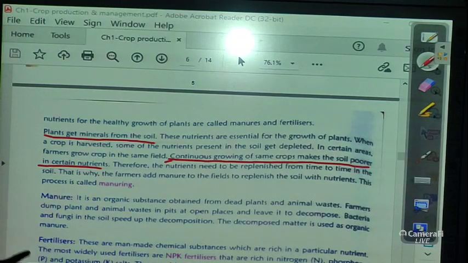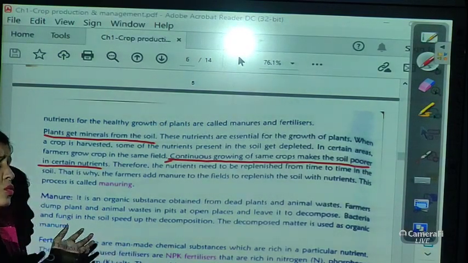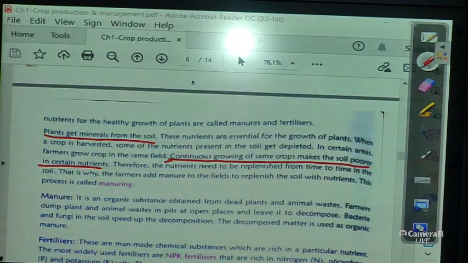So for that, if the farmer crops or grows the same crop in the same field, then what happens? The nutrients of the soil will get depleted. For that, what does the soil need?